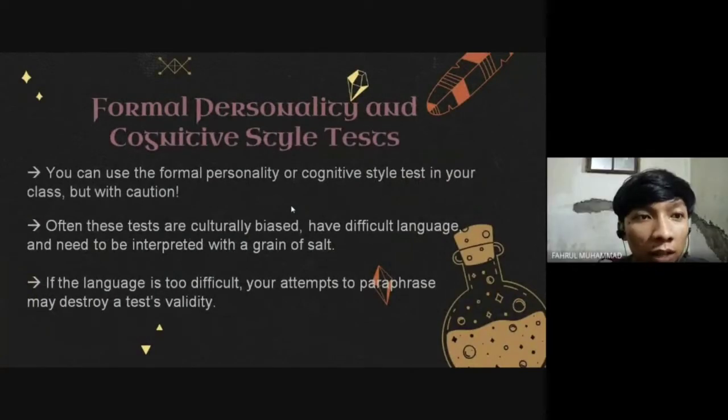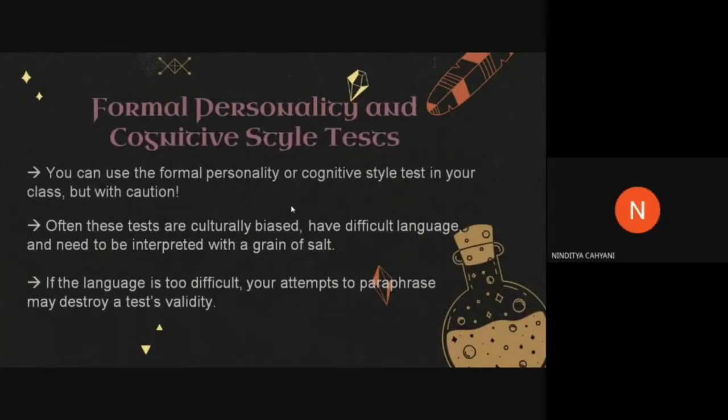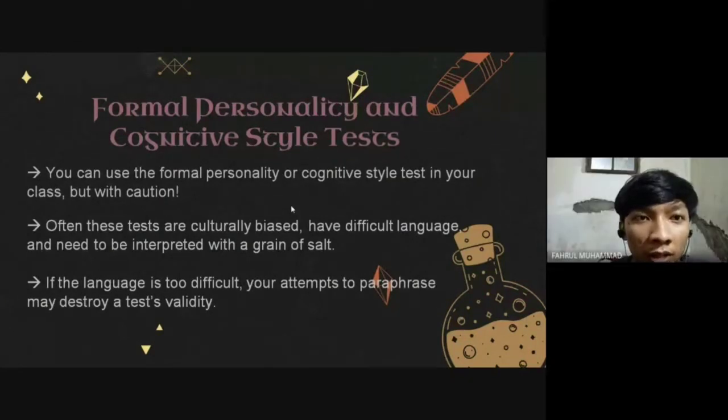Formal personality and cognitive style. You can use the formal personality or cognitive style test in your class, but with caution. Often these tests are culturally biased, have difficult language, and need to be interpreted with a grain of salt. If the language is too difficult, your attempts to paraphrase may destroy a test's validity.